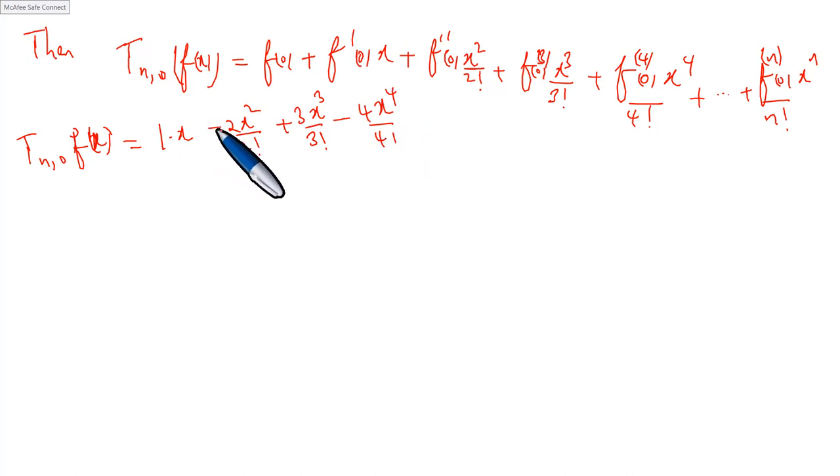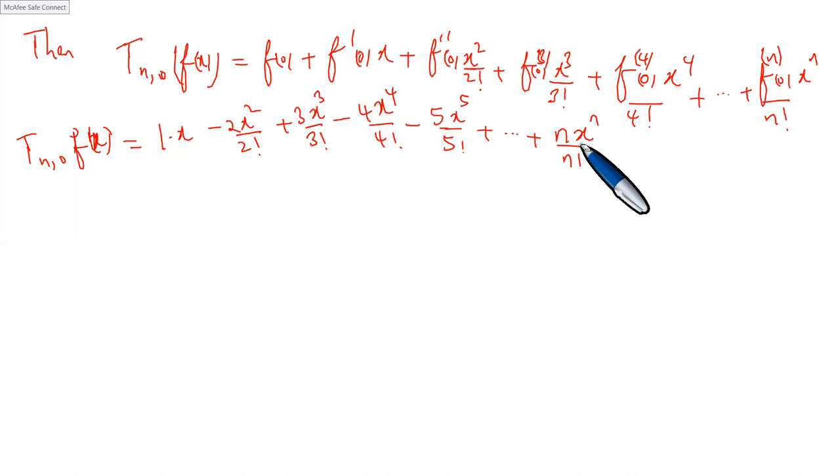It's positive, negative. We can even go on and say it's going to be 5 x to the fifth power over 5 factorial, plus dot, dot, dot, plus. And then it is exactly n x to the power n divided by n factorial.